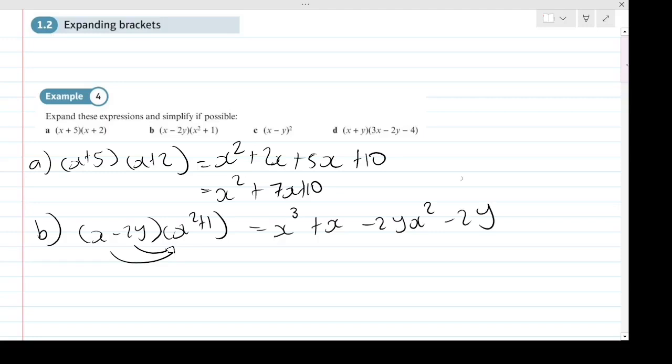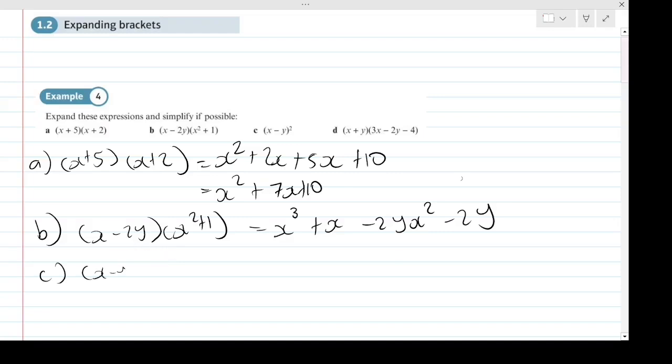And yeah, we can't simplify that anymore because none of these terms are the same, right? We have an x cubed term, an x squared term, an x and a y term. So we can't do anything more with that to simplify. So let's move on to part C.